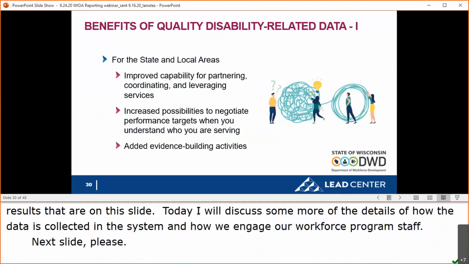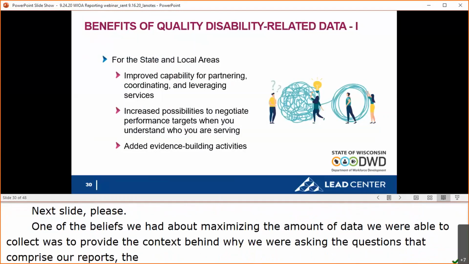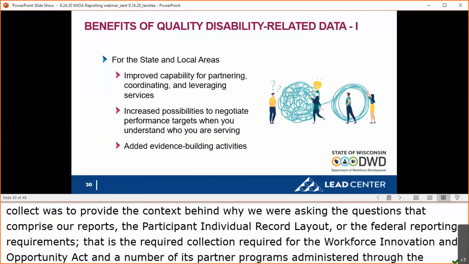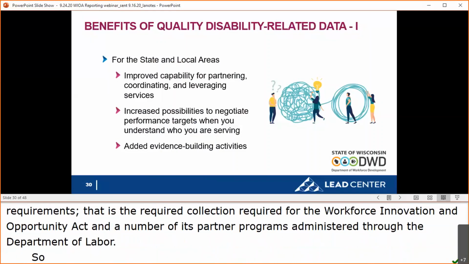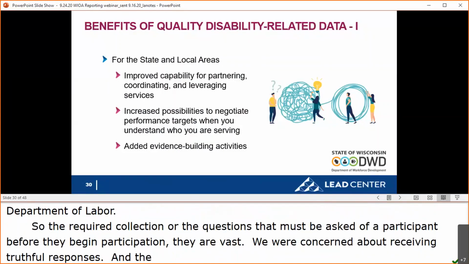One of the beliefs we had about maximizing the amount of data we were able to collect was to provide the context behind why we were asking the questions that comprise our reports, the participant individual record layout, or the federal reporting requirements. That is the required collection required for the Workforce Innovation Opportunity Act and a number of its partner programs administered through the Department of Labor. So the required collection, or the questions that must be asked of a participant before they begin participation, they are vast. We were concerned about receiving truthful responses. And then the second part is we were worried about decreasing staff morale.